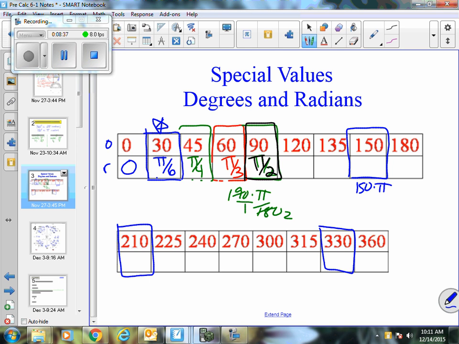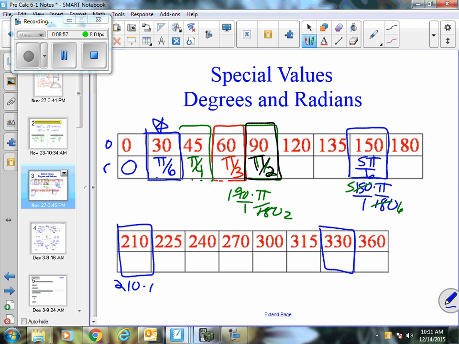So 150 times pi over 180. When I reduce that, how many 30s do you need to make 150? Well, 5 of them out of 6 there. So this would be 5 pi over 6, or it's 5/6 of the way to pi, just like 150 is 5/6 of the way to 180. So we have that base unit of pi over 6.